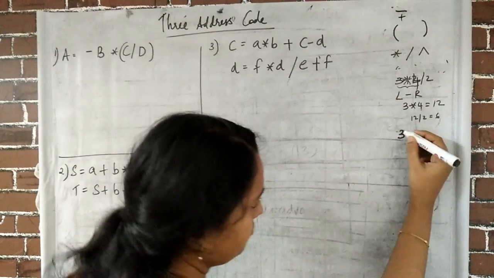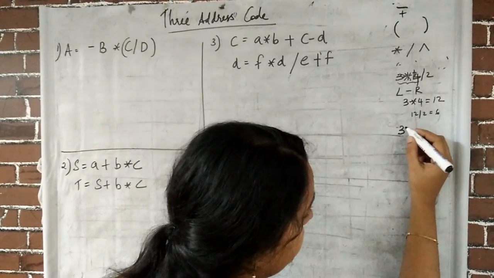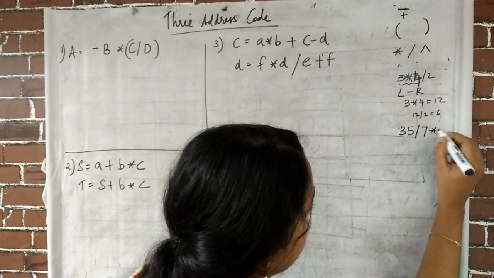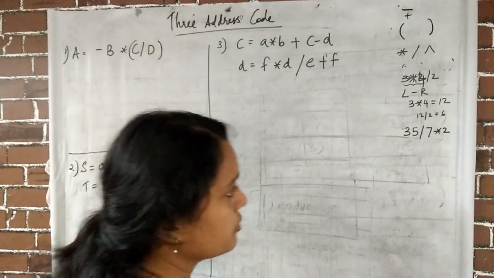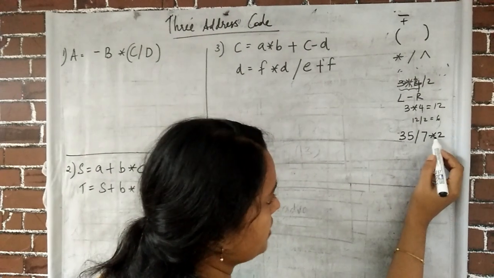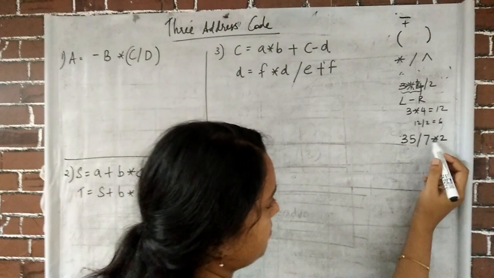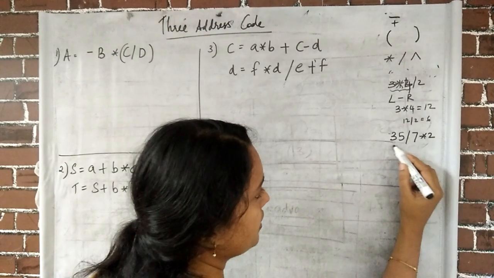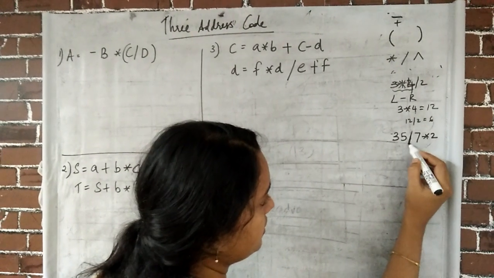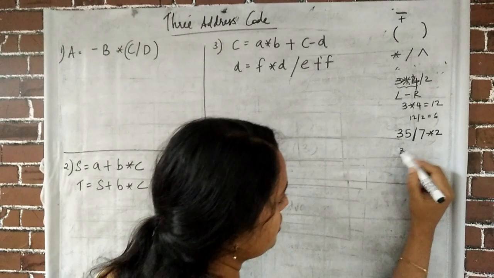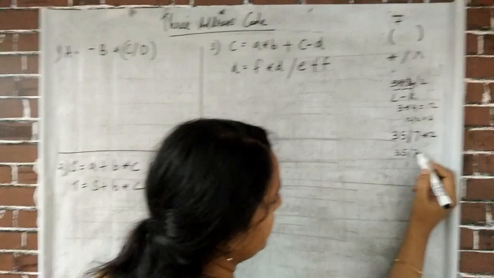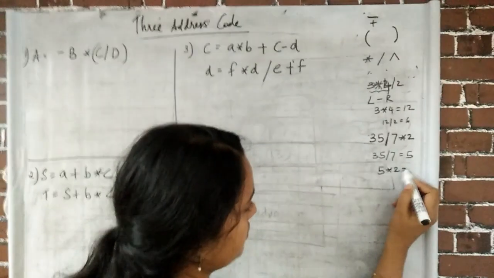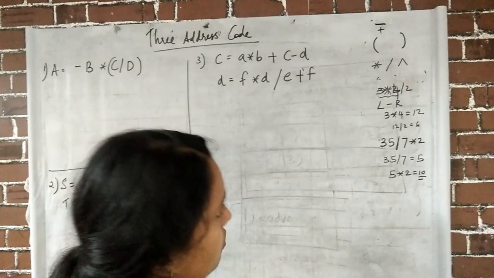Suppose your expression was 35 divided by 7 star 2. Here you have a division operation and a star operation, both of the same precedence. So we have to start computing from left to right. On the left we have the division operation, so first we compute 35 divided by 7, and we get 5. Again 5 star 2 is equal to 10. So this is how we compute.